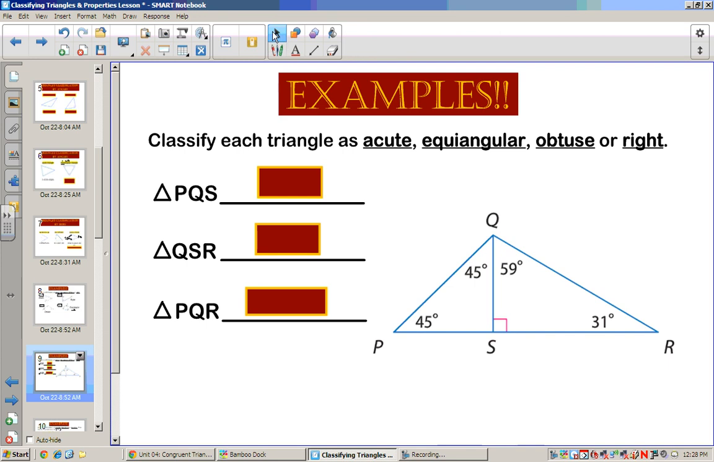Now, I want you to look at these triangles, PQS, QSR, and PQR. Pause the video and see if you can name these triangles. Hopefully you're done. PQS is a right triangle, as is QSR, because both these are 90 degrees. However, PQR is going to be obtuse because these add up to more than 90 degrees.